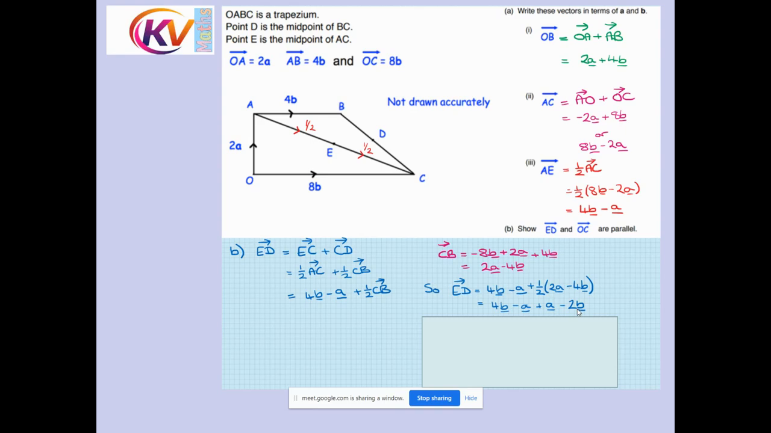And then just like algebra, we need to simplify that down. So we've got negative a plus a. Well, that's going to disappear. It's going to cancel out. And 4b minus 2b leaves me with just 2b at that point. So I've worked out ED is worth 2b. So if we go back to the question, anyone got any ideas what I do now? So we're almost done.